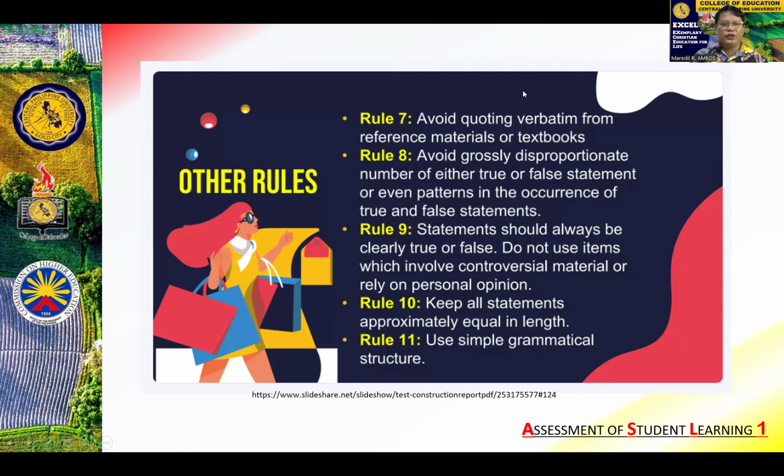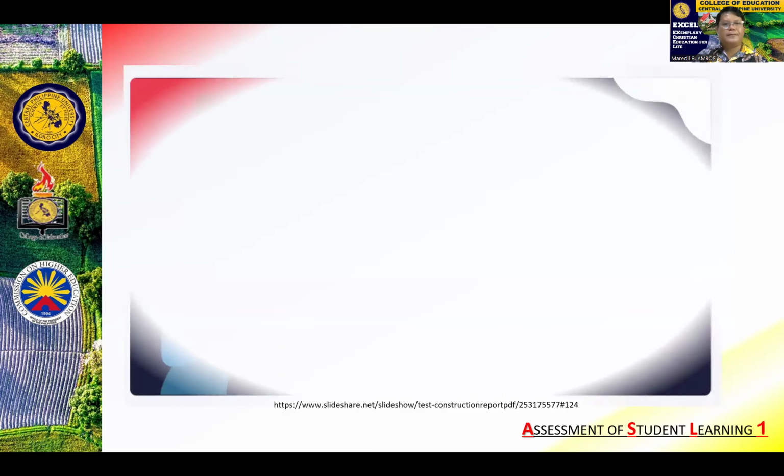For rule 9, statements should always be clearly true or false. Do not use items which involve controversial material or rely on personal opinion or are opinionated by nature. For rule 10, keep all statements approximately equal in length. And for rule 11, use simple grammatical structure. So these are the other rules in line with the true or false test.